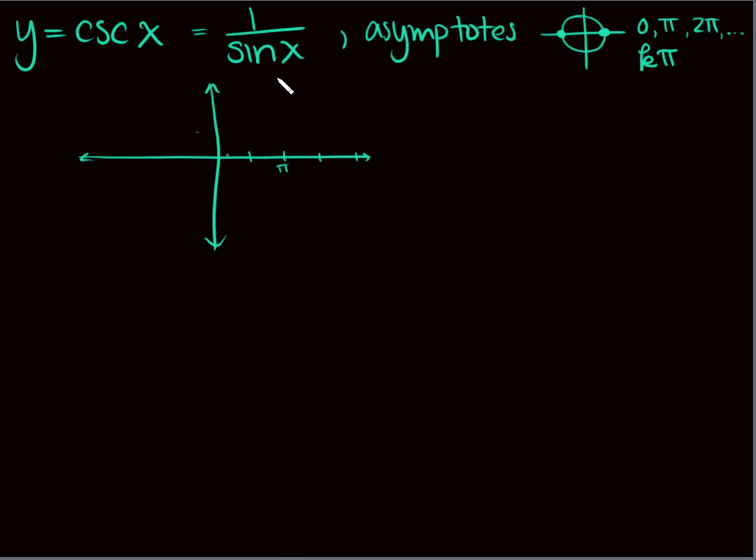So here's my pi. I'm going to have an asymptote here because sine of pi is 0. Okay, this is my negative pi. I'm going to have an asymptote here. You actually have an asymptote along the y-axis. And then I'm going to have an asymptote at 2 pi and so on and so forth.